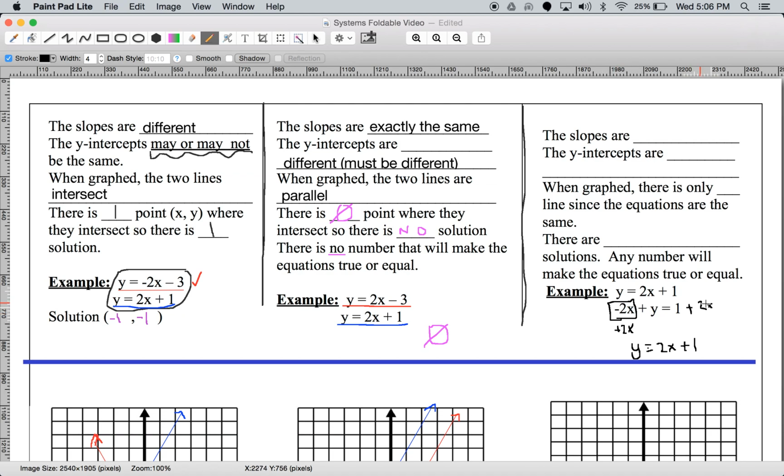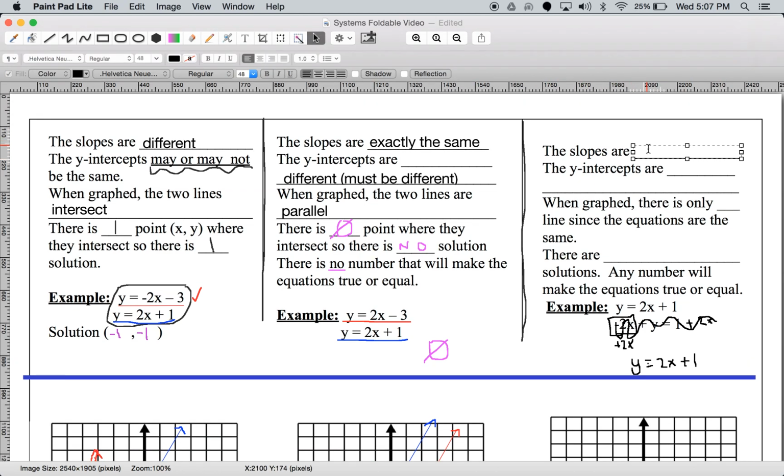So now instead of looking at this equation, I'm actually just going to cross this out. We're looking at this equation and this equation over here. All right, so let's go ahead and take a look at the slopes here. Are the slopes the same? Hopefully you said yes. The slopes are the same. So we're going to type that in here, the same.